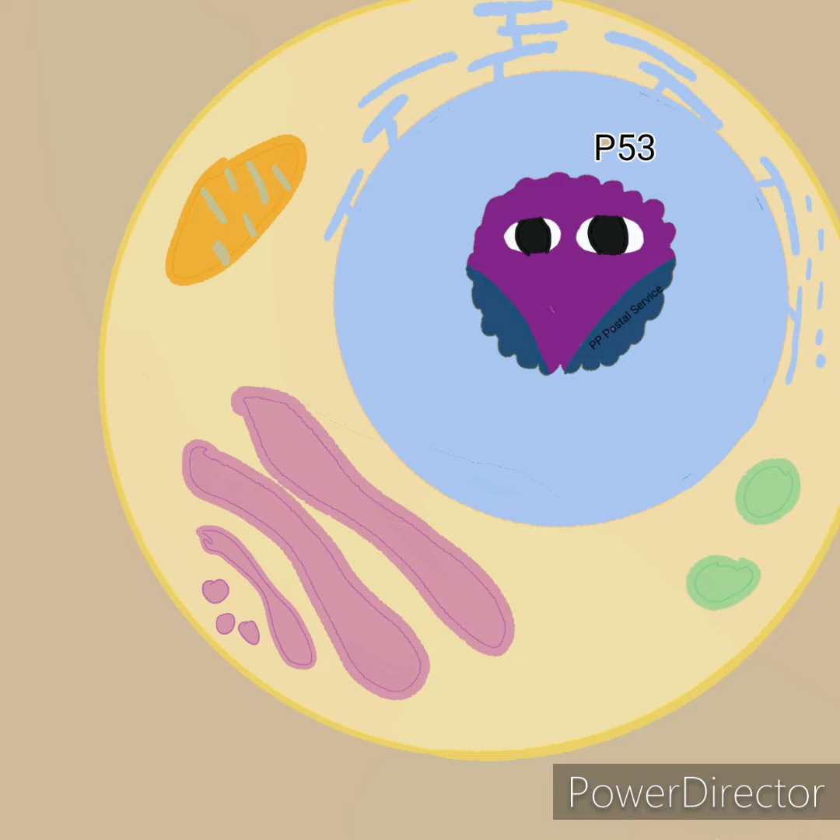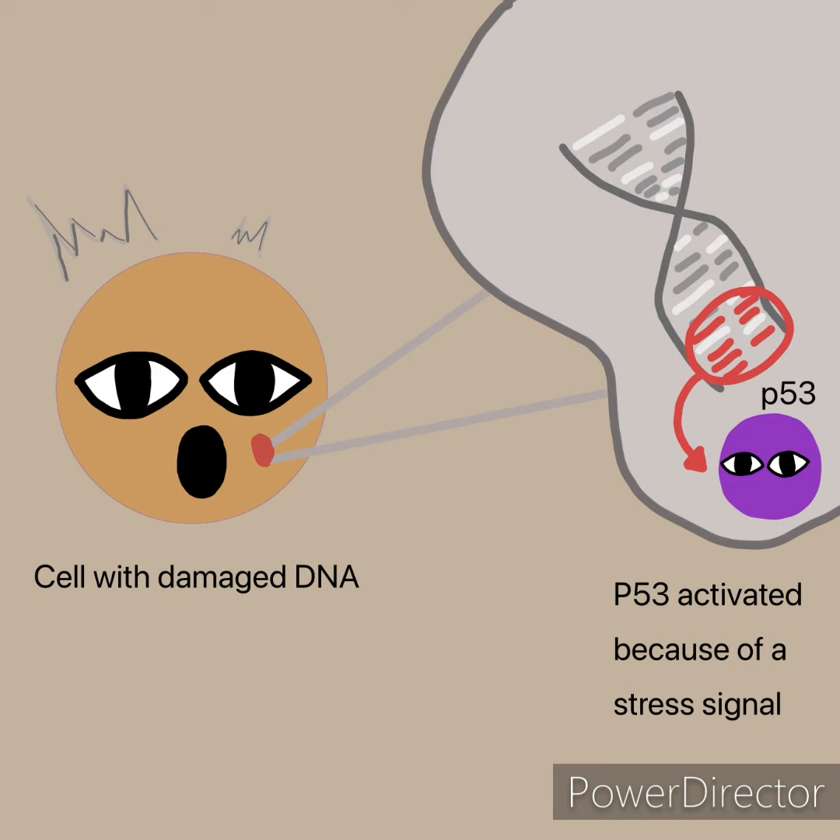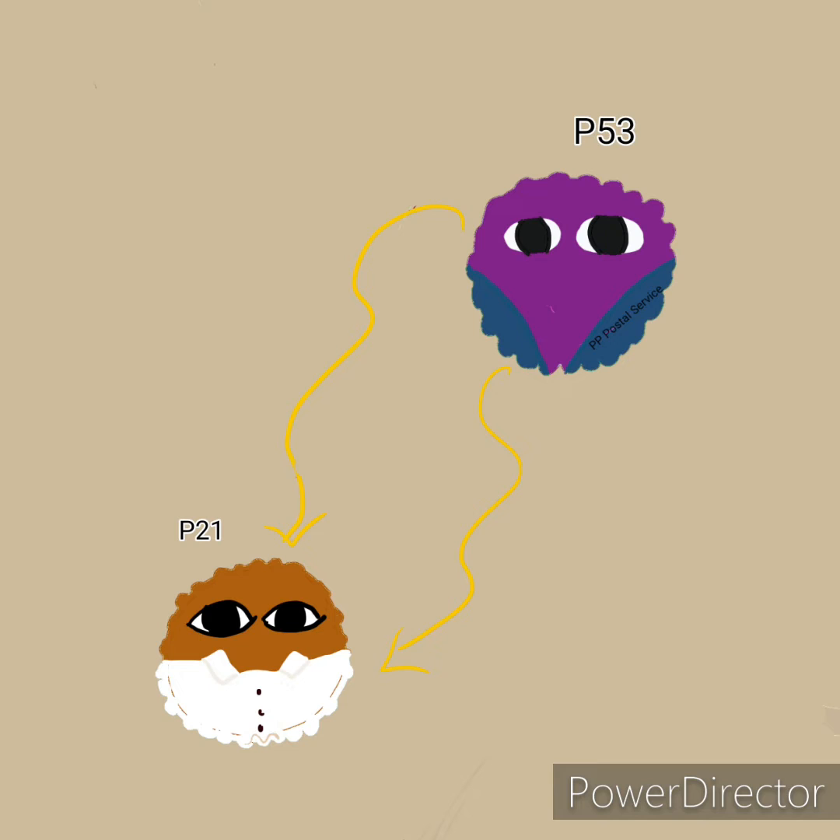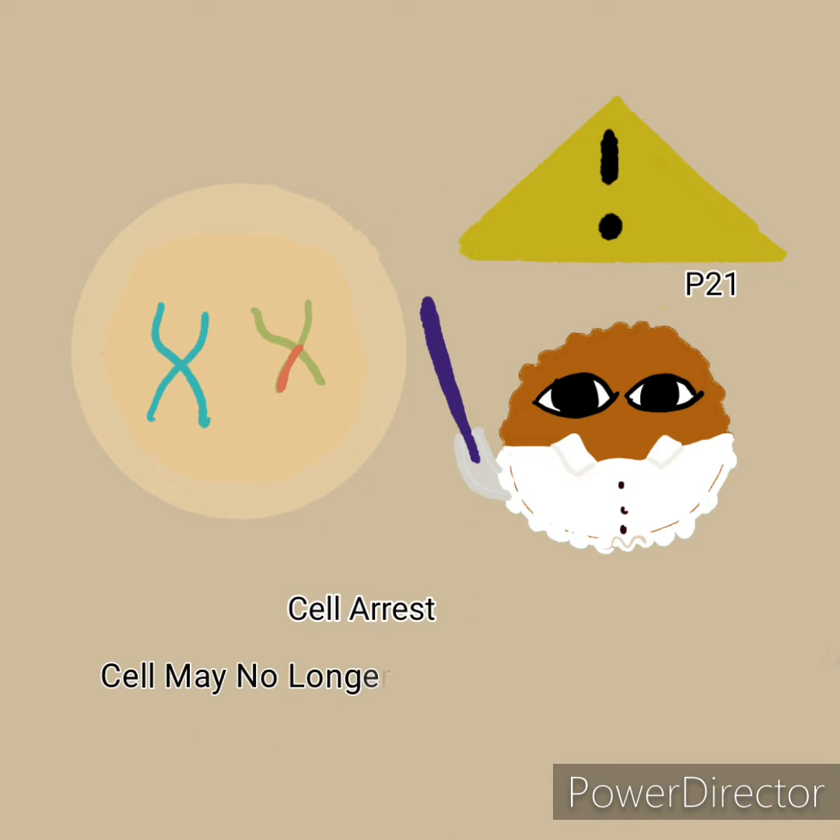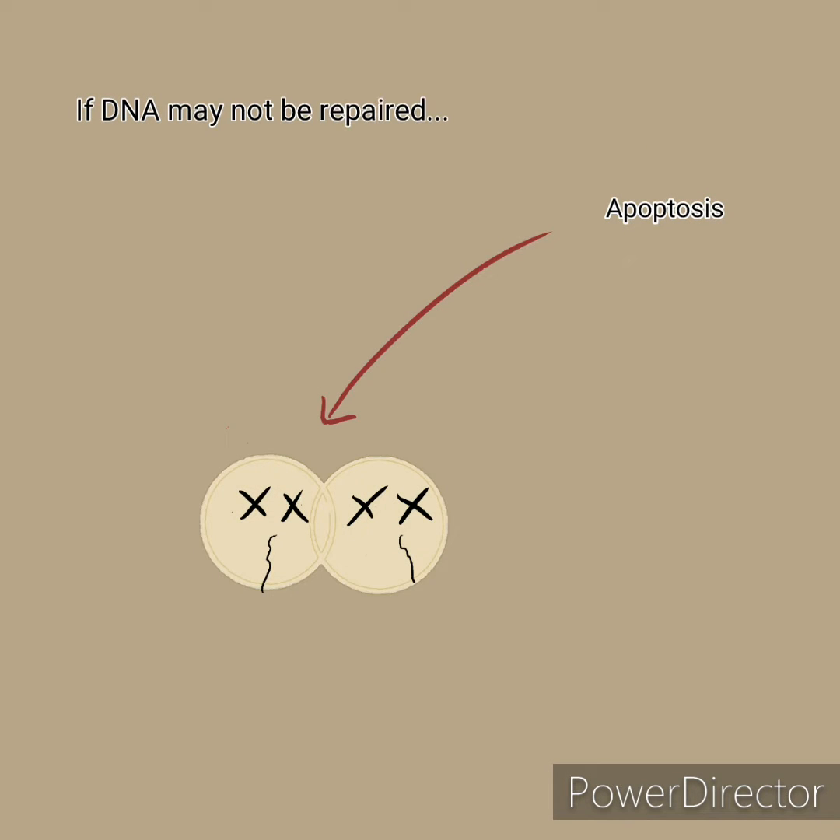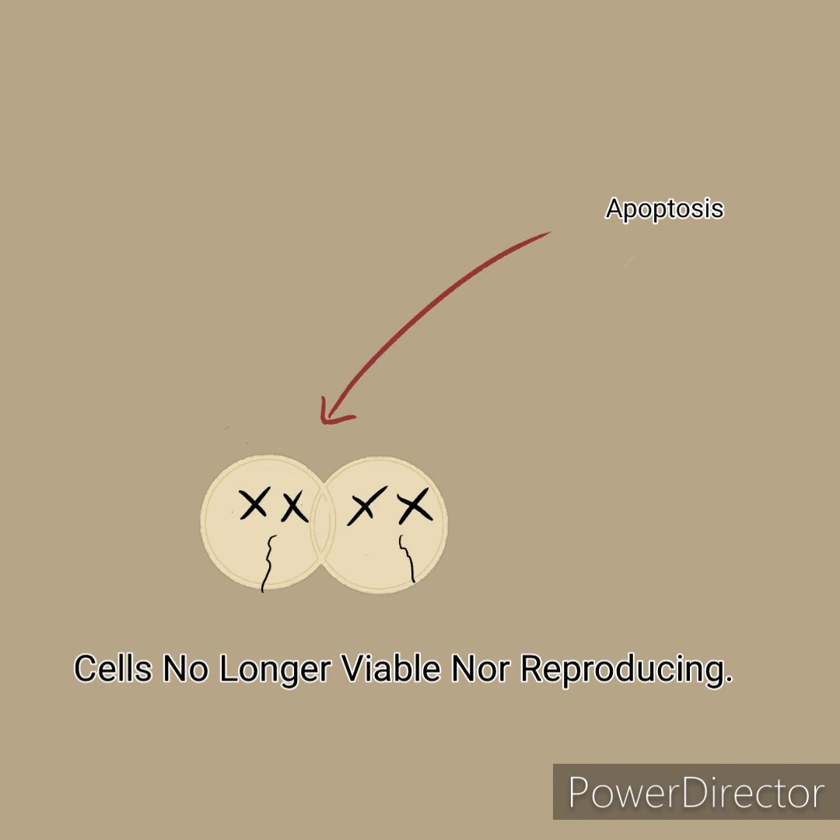Once damaged DNA is detected, a stress signal is sent to p53 for its activation, initiating a pathway which activates the p21 inhibitor, pausing the cell division cycle by a process called cell arrest. If the DNA cannot be repaired, then a signal is sent for induced cell death, apoptosis.